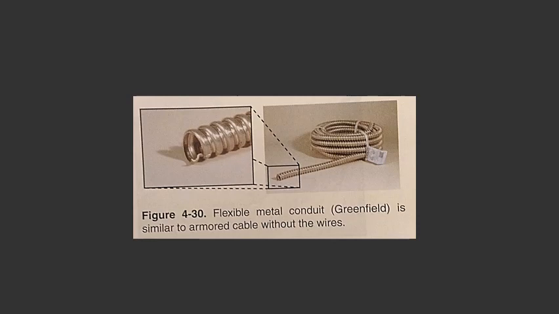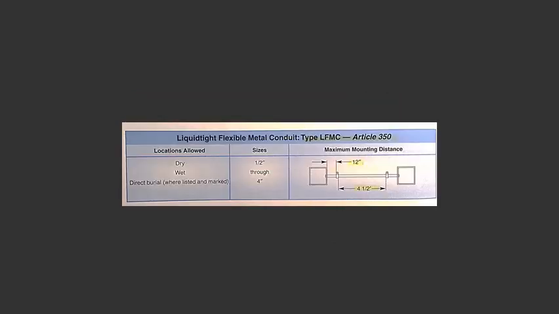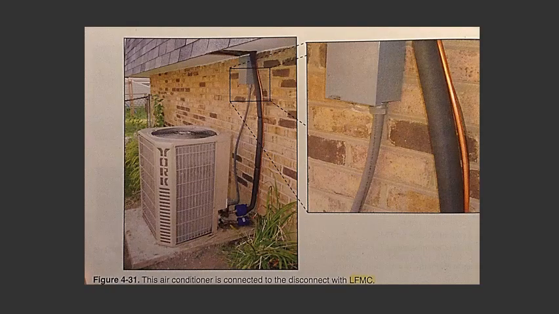Its extreme flexibility makes LFMC an optimum choice to connect machinery that is portable or may vibrate during normal operation. LFMC is also permitted as a service wiring method up to 6 foot in length. The use of LFMC requires the use of some special fittings and connecting procedures.